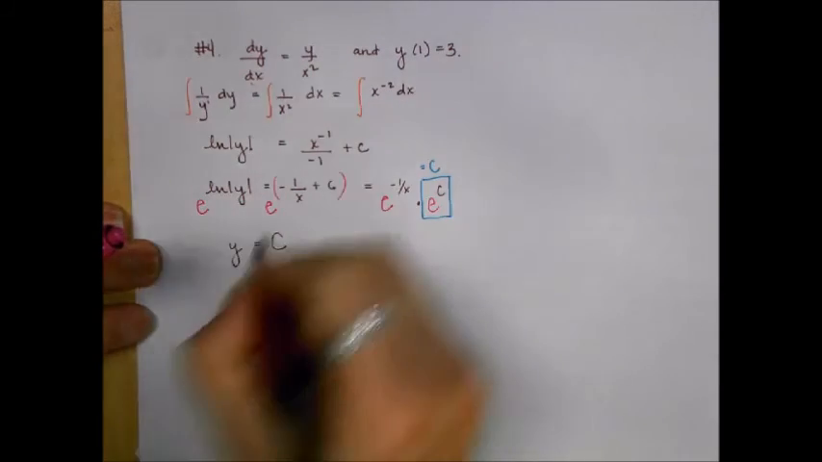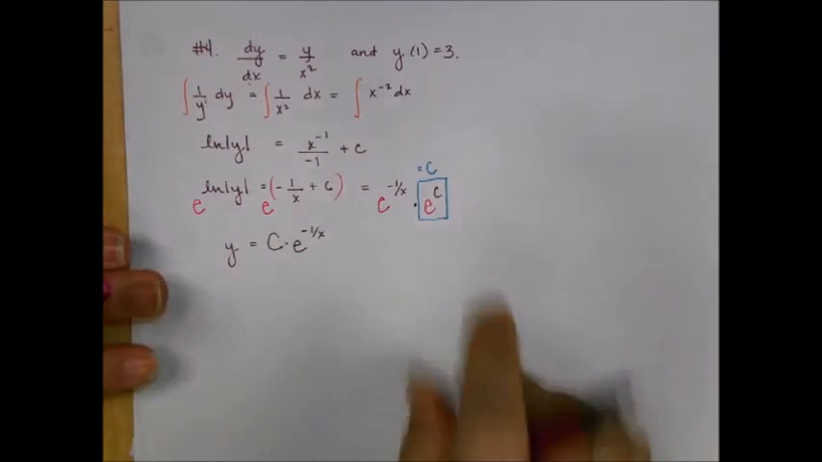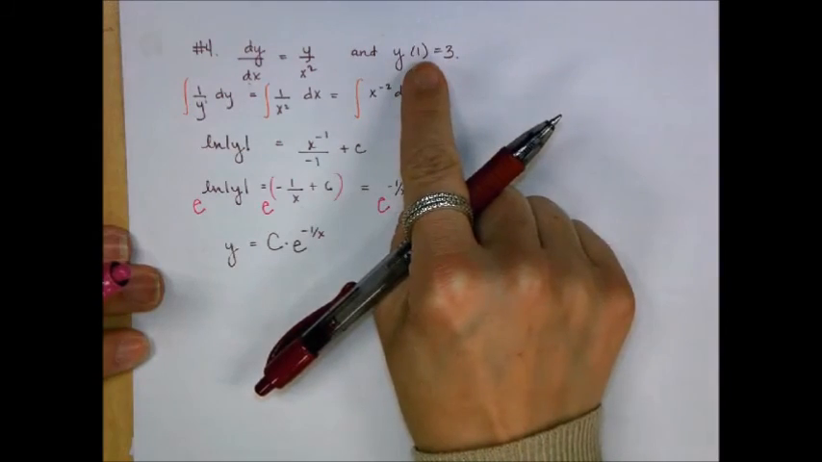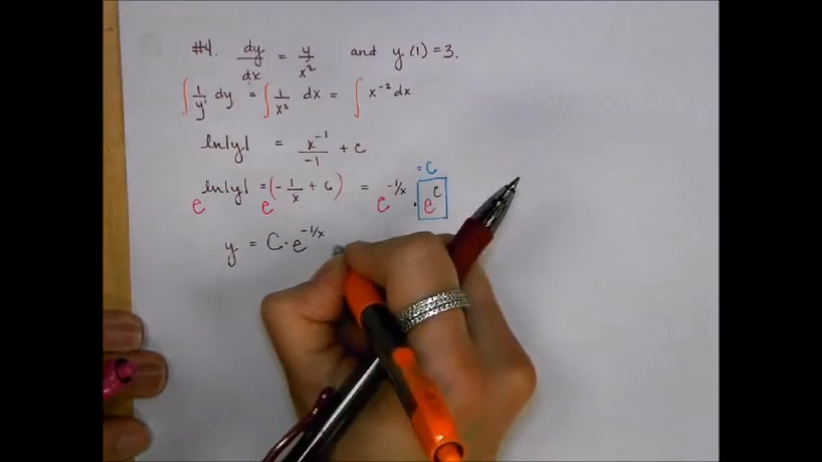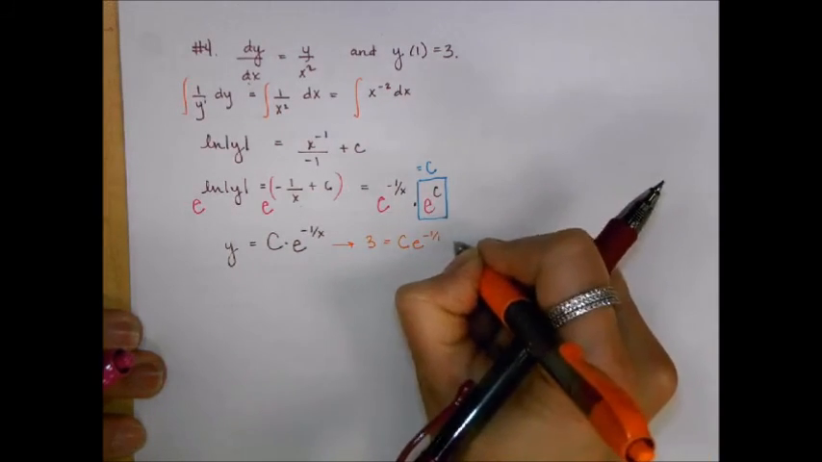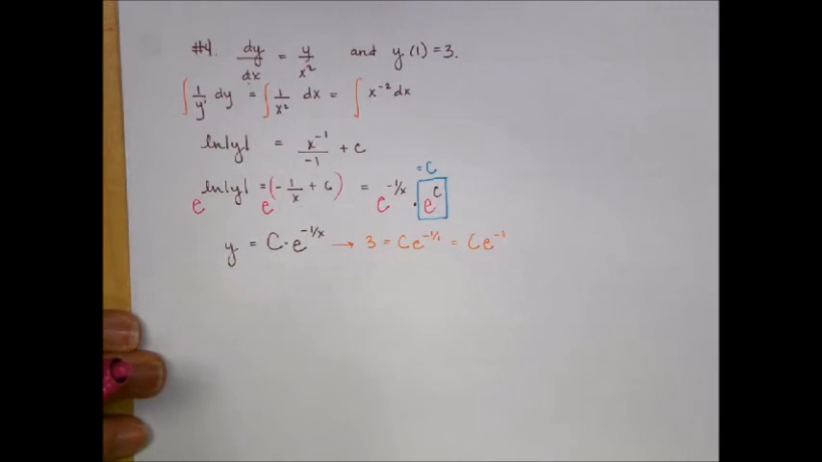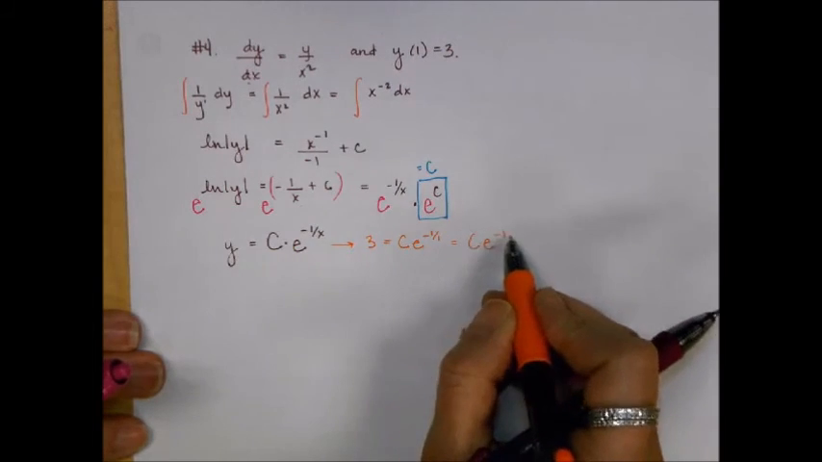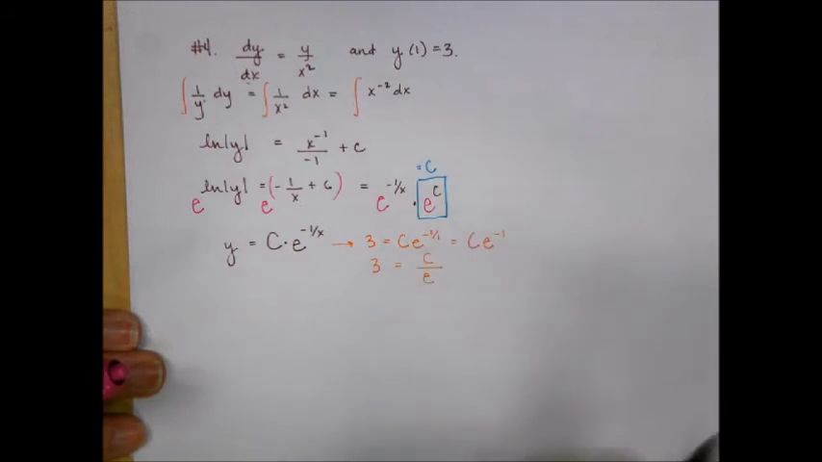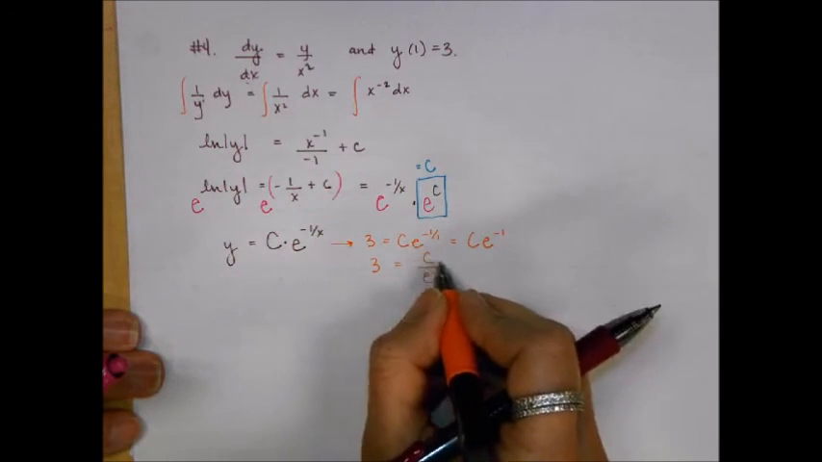This would be a good time now to plug in the initial condition. So we'll let y be 3 when x is 1. All right, so -1 over 1, c times e to the power -1. So 3 equals c times e to the -1, or 3 equals c over e, right? We would just bring e underneath the constant, +1 power. I'm solving for c, so I need to multiply e to the other side. c equals 3 times e.